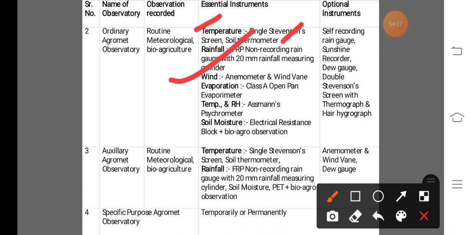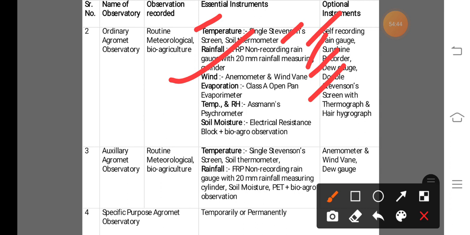Next one, for recording temperature and relative humidity, the Assmann psychrometer is used. For measurement of soil moisture, an electric resistance block plus bio-agro observation are also recorded in B type of agromet observatory. In case of B type of agromet observatory, optional instruments are self-recording rain gauge, sunshine recorder, dew gauge, double Stevenson screen with the thermograph and hygrograph. So these are the optional instruments in case of B type of observatory.